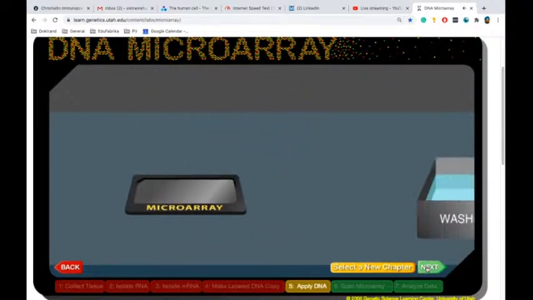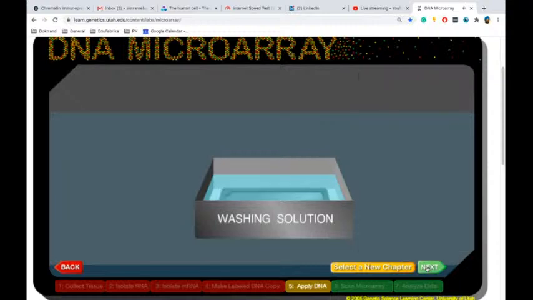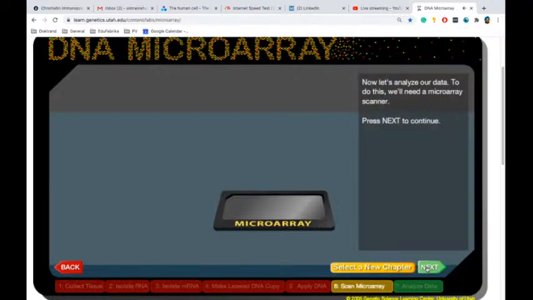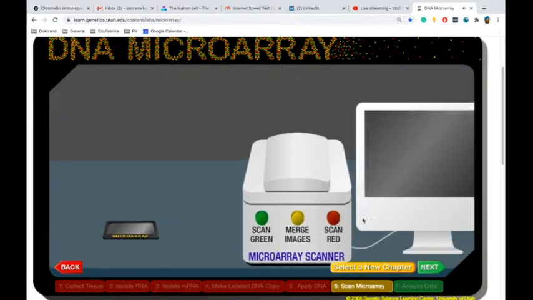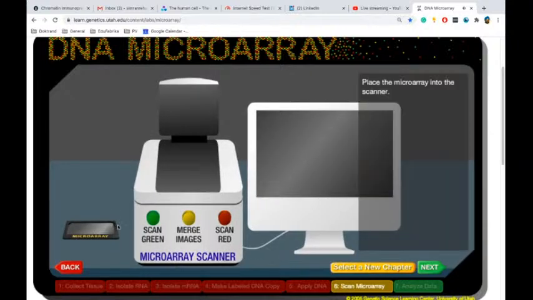So these spots, what we see is red, green and yellow. Now we will wash the extra cDNA that does not bind to the complementary DNAs in our microarray, and then we check. Let's analyze our data under the scanner. So we scan our data in this microarray scanner.